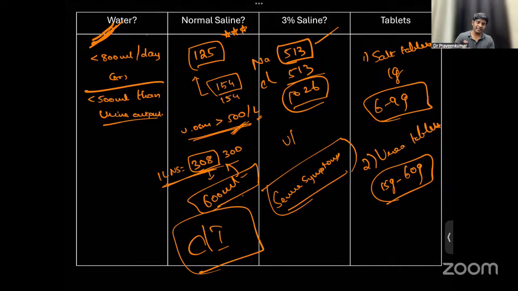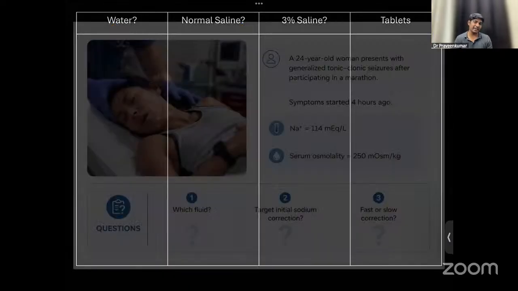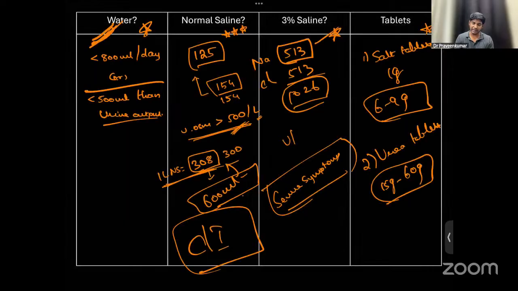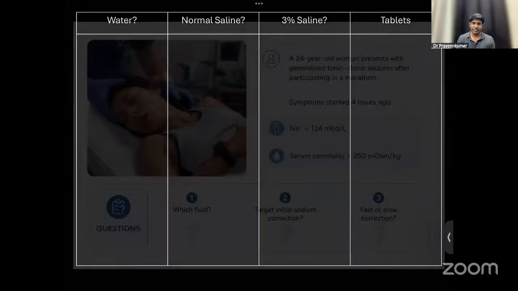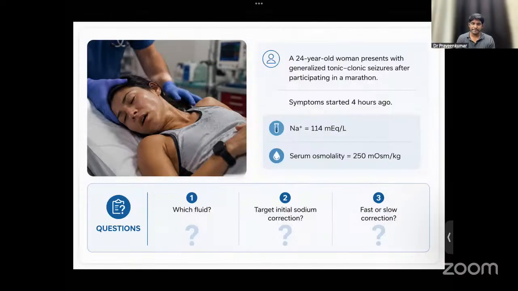So the main thing is water restriction, and then 3% saline when severe, or you can give salt tablets or urea tablets, and normal saline is going to be absolutely contraindicated. So that's all. So any doubt with this? If at all there is any doubt, some 5 cases I have given you, we'll see how your logical thinking capacity is. Okay.